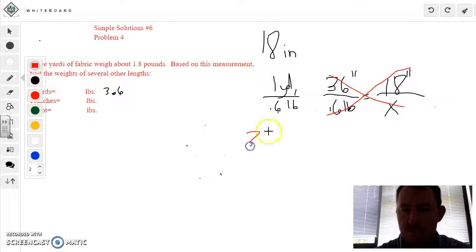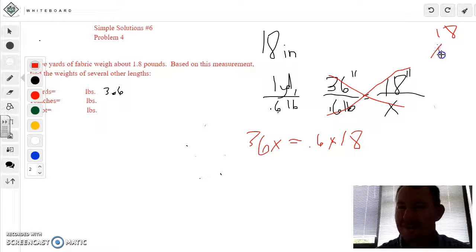So I have 36x equals 0.6 times 18, or 6/10 times 18. Okay, 18 times 6. I'm going to try to speed this up a little bit. I'm getting low on time as far as this video.